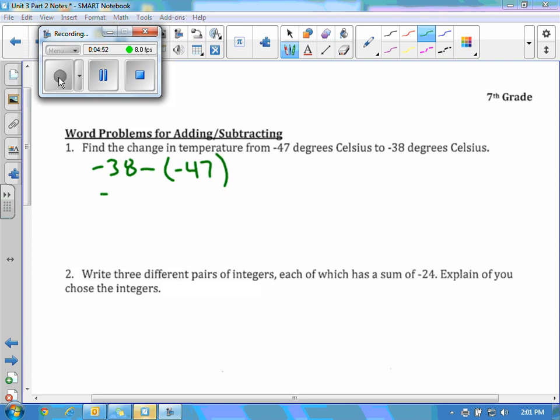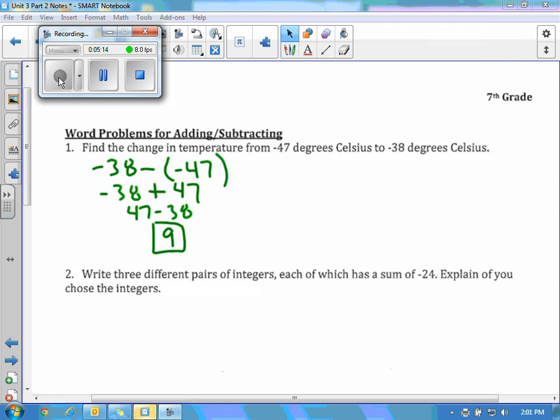I need to rewrite this as addition, so I keep the first one, change to addition, change from negative to positive. Now I need to subtract because I'm adding integers with two different signs. So I do 47 minus 38. When I do that, I'll get 9. My bigger number is positive, so this stays positive. Now, if you just think about it, if I'm going from negative 47 to negative 38, I am going up 9. If you think of a thermometer, negative 47 would be further down, negative 38 would be above, so I'm going up.